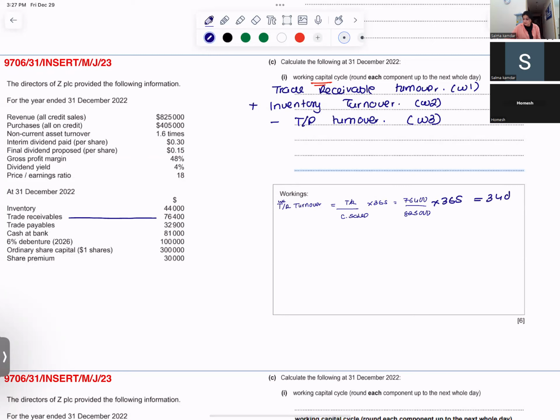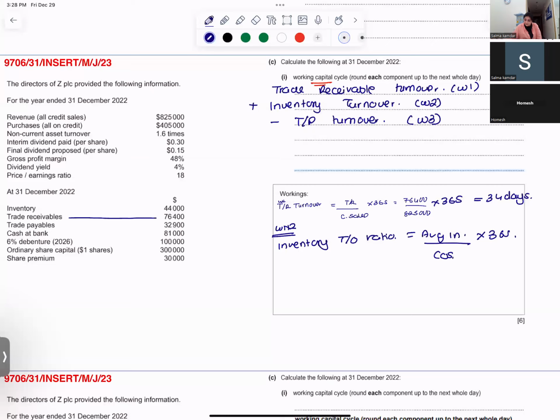Can I say it is 34 days? 34 days, yeah. Working note number 2: inventory turnover ratio. Average inventory by cost of sales into 365. Inventory turnover ratio is average inventory by cost of sales. That's it. Not into 360, into 365. Yes, we need 365 for days.